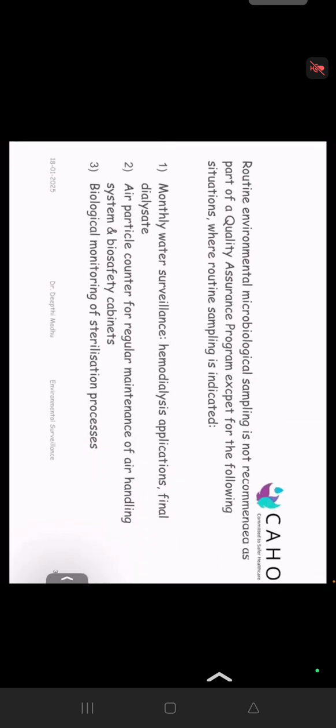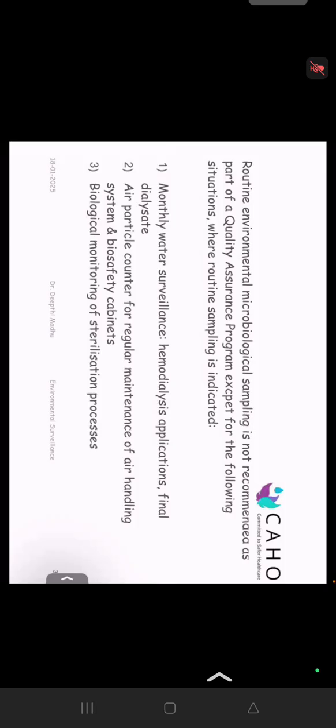So routine environmental microbiological sampling is not recommended as part of a quality assurance program except for the following situations where routine sampling is indicated. So in the three mentioned situations, routine sampling is indicated. First is monthly water surveillance, hemodialysis applications, spinal dialysate, etc. There you should have a monthly water surveillance.